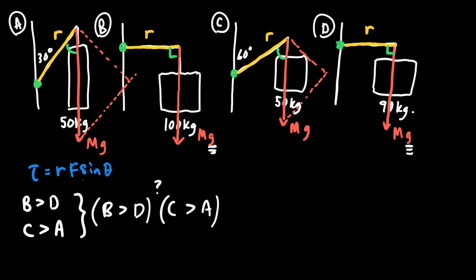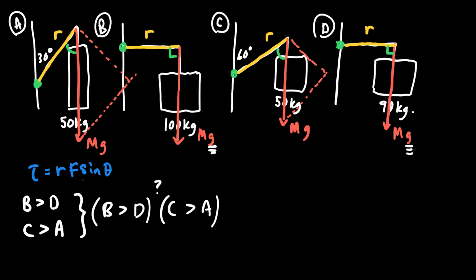For cases A and C, by alternate interior angles, we have 30 for case A and 60 for case C. Those angles are going to give me something less than 1 for the value of sine theta, and when I multiply r times F times something less than 1, I'll get a value that is smaller than if I just had r times F, which is what I have in cases B and D.